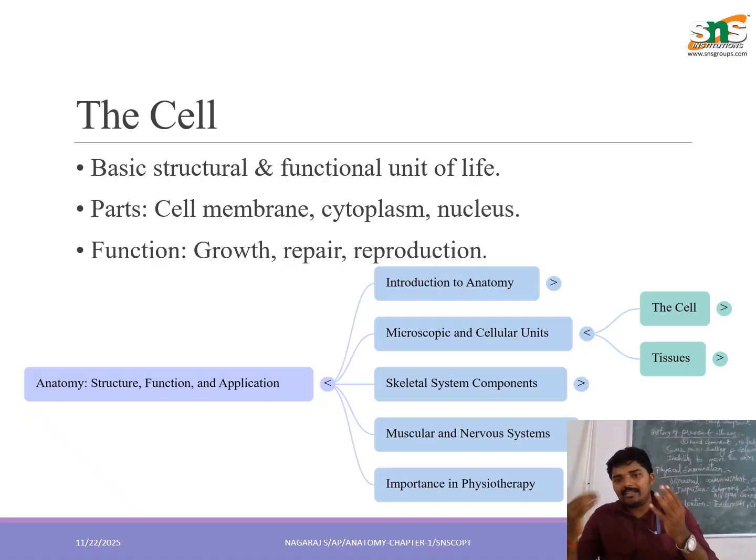Next we will go to the axial skeleton and appendicular skeleton. The axial skeleton is the center of the body, mainly the thorax region, with the heart and lungs. Then the appendicular system covers either side, the peripheral joints, the upper extremity and lower extremity. That is the appendicular skeleton.